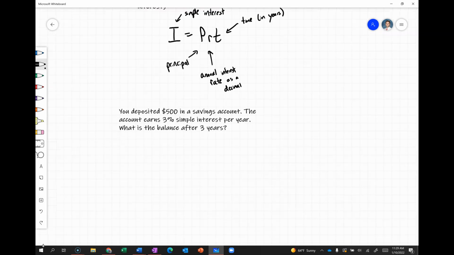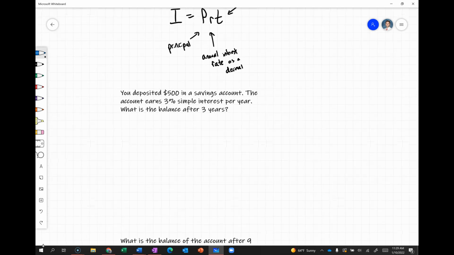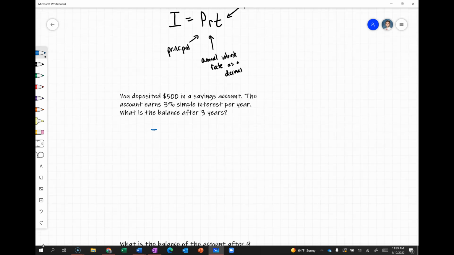So let's do an example. You deposited $500 into a savings account, and the account earns 3% simple interest per year. We want to know what is the balance after 3 years. So we use our equation. I is equal to P, that's the principal, so $500, times R, that's the annual interest rate, which here is 3%, and we want to write that as a decimal, so 0.03, times time in years, so times 3 years.